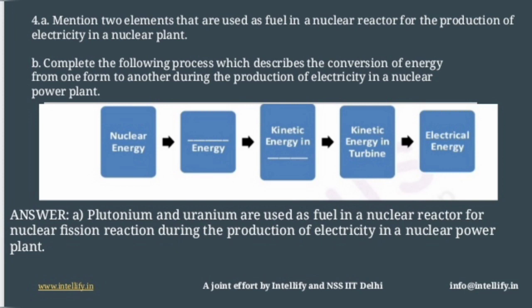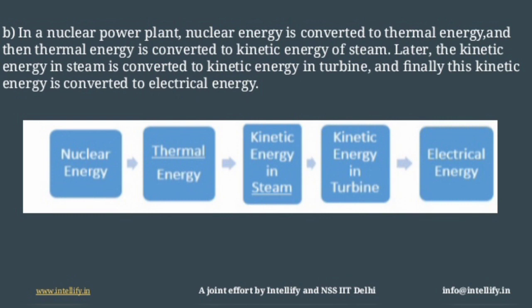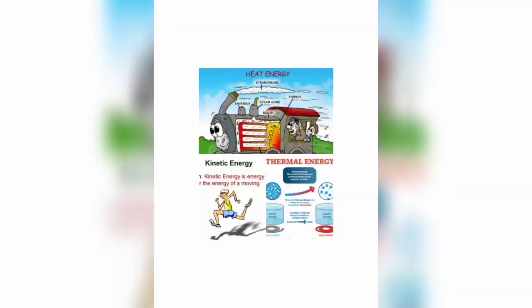Now the next question is, complete the following process which describes the conversion of energy from one form to another during the production of electricity in a nuclear power plant. First, what is meant by nuclear energy? It's the energy released during the fusion or fission process, that is, combination of atomic nuclei or splitting of atomic nucleus. And then thermal energy is nothing but heat energy, and kinetic energy is nothing but the energy possessed due to its movement or motion.